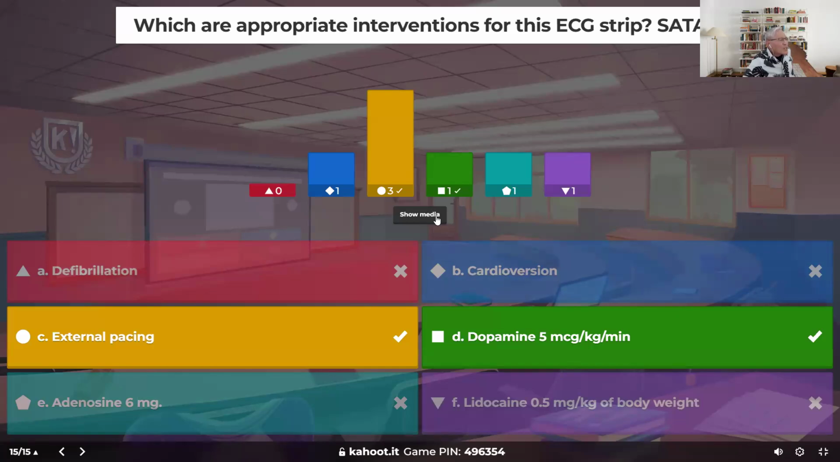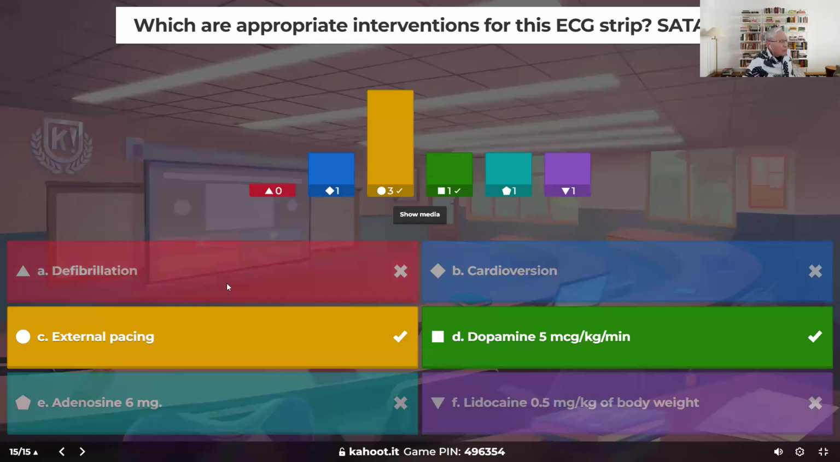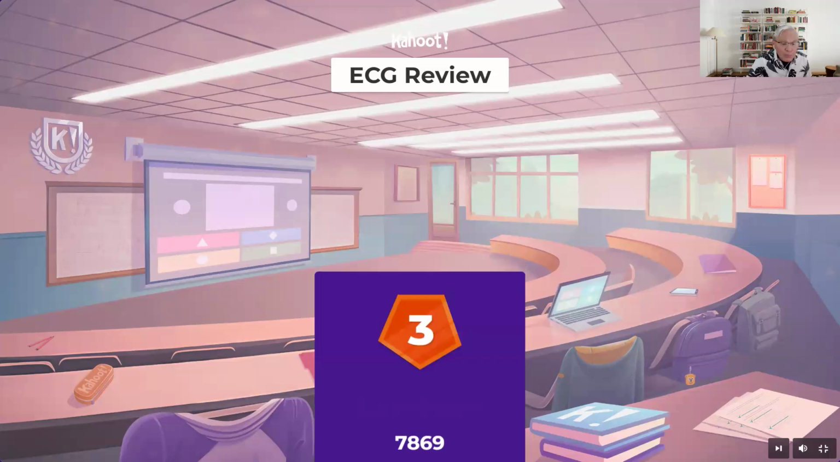Okay, so this is a slow rate. As you could see, there is a heart block, and therefore defibrillation would not be indicated. Cardioversion would not be indicated. Remember, defibrillation and cardioversion are for fast rates only. External pacing, dopamine is going to be okay. Adenosine is for SVT, and lidocaine is for ventricular tachycardia or ventricular fibrillation, and therefore that would not be appropriate. So C and D.